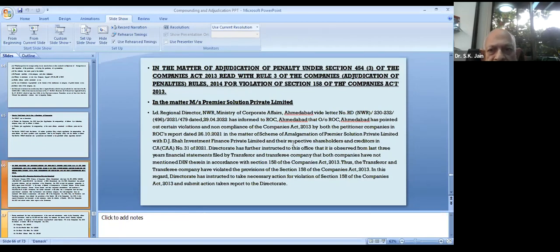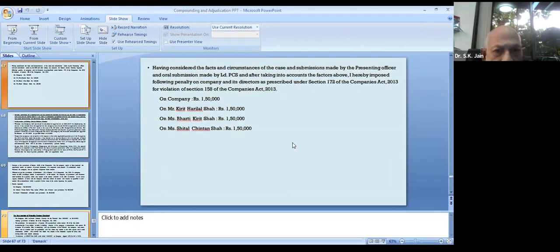Now there was a violation of Jain. Everyone must be aware, Ahmedabad ROC has imposed a penalty of 6 lakhs. It is appearing in many WhatsApp groups. Everyone knows about this. The ROC imposed a penalty of rupees 1,50,000 on the company and 1,50,000 on each of 3 other directors, total 6 lakh rupees.